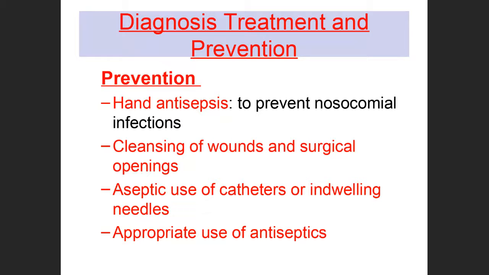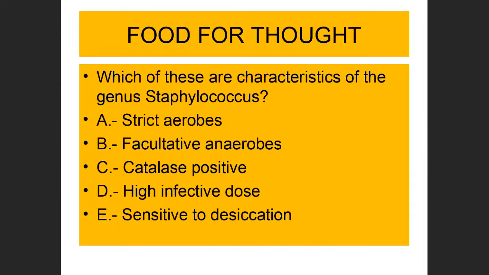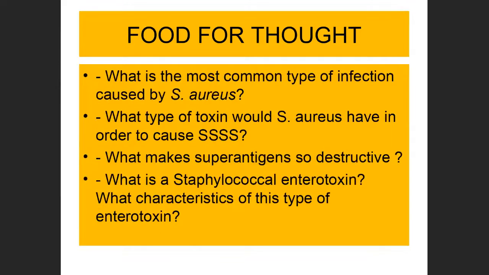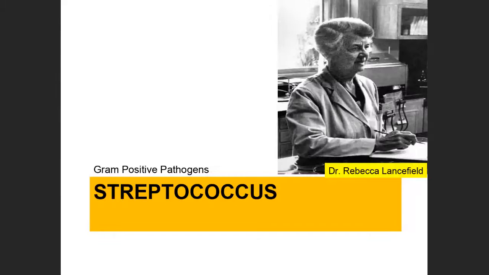Prevention, hand washing is one of the most sure ways. Many of these can be nosocomial infections. Use of appropriate aseptic techniques. So have an idea of what these enzymes and toxins that make these organisms pathogenic are.